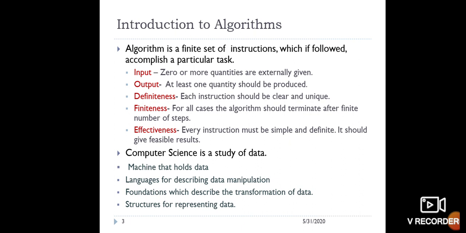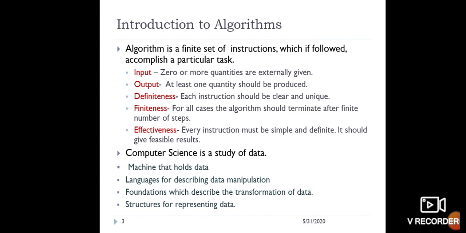The next one is definiteness. Each and every instruction that you give for an algorithm should be clear and unique. And the next one is finiteness. The algorithm should have a finite number of steps, and it should terminate after the condition has been attained. The next one is effectiveness. The results you have got should be definite, feasible and optimum. That is, the output should be optimum, and it should be feasible.